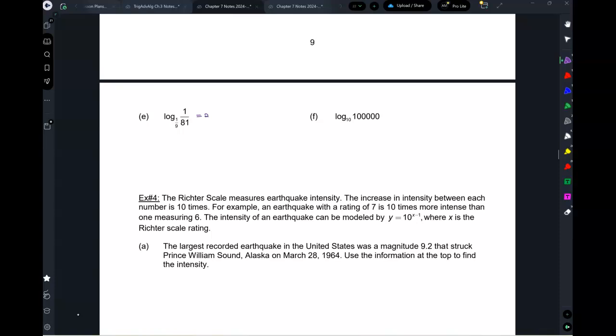And if you're having trouble figuring that out, just write it out for yourself. Is 1 over 9 to the power of 2 equal to 1 over 81? It is, so that's it.